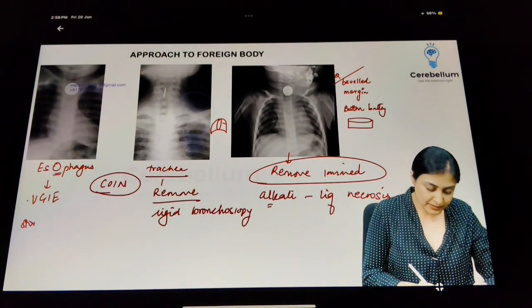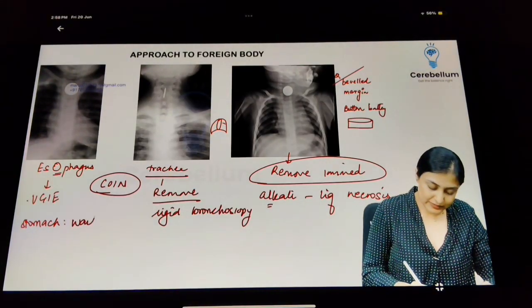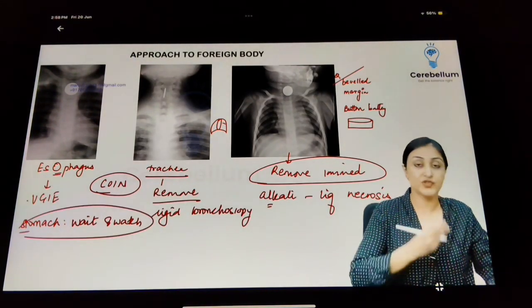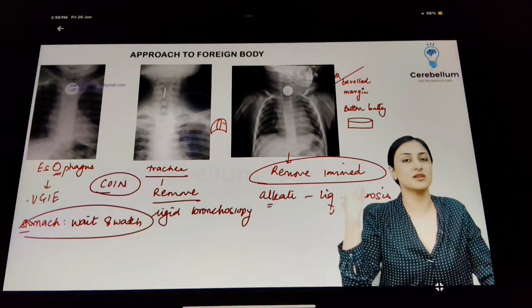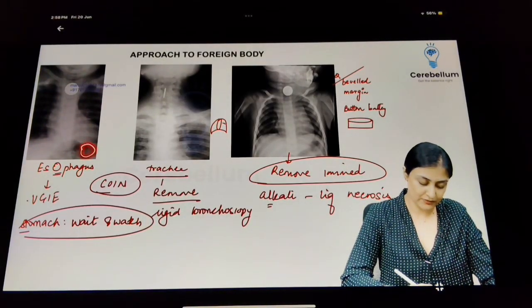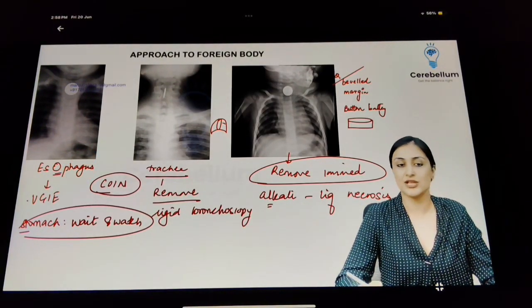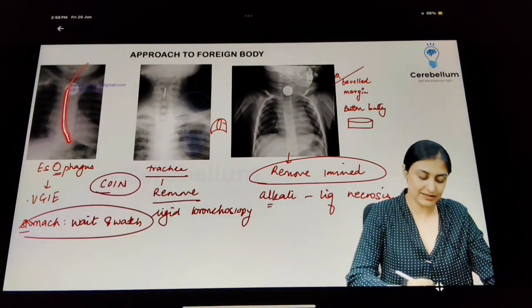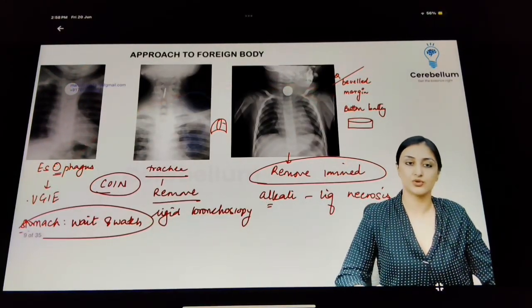But if it has reached the stomach, now you can wait and watch, because the narrowest part of the esophagus is the cricopharyngeus. If something can cross the cricopharyngeus, it can cross anything in life. So you just let it be, wait for a few hours, wait for 24 hours, and it will come out in the stools, right? So that's what you have to do. If it's reached the stomach, wait and watch. If it's anywhere above it, you remove it. So this is about your approach to foreign body.